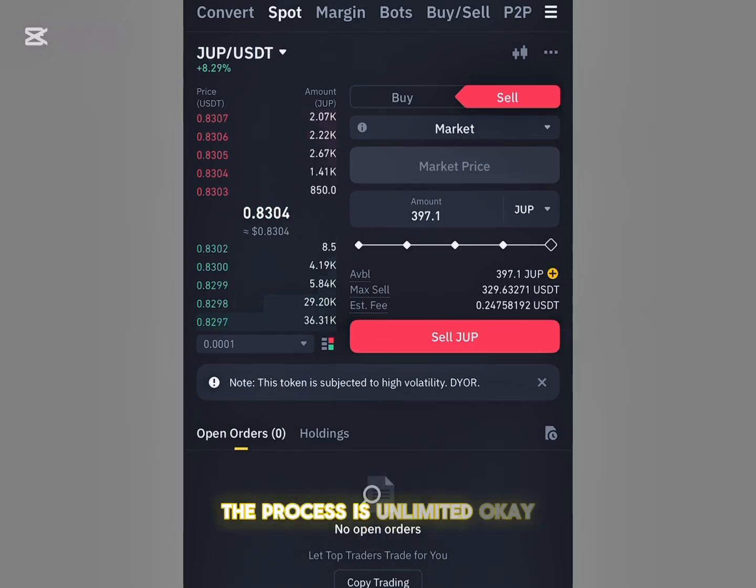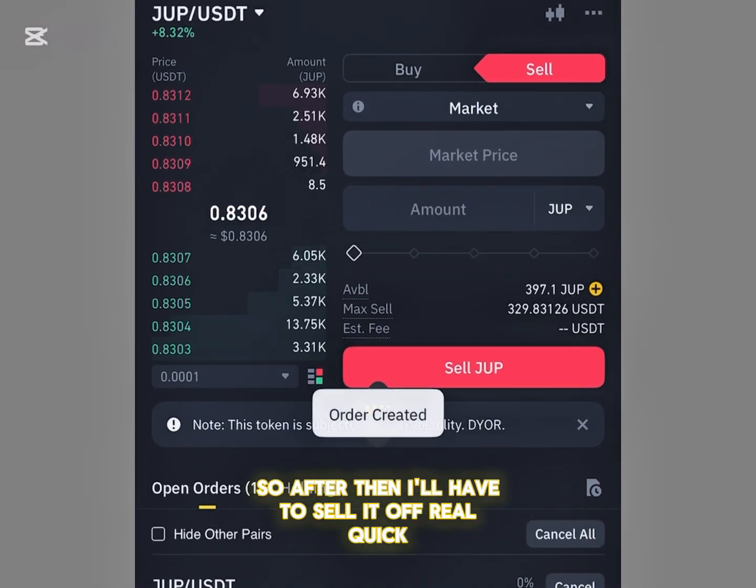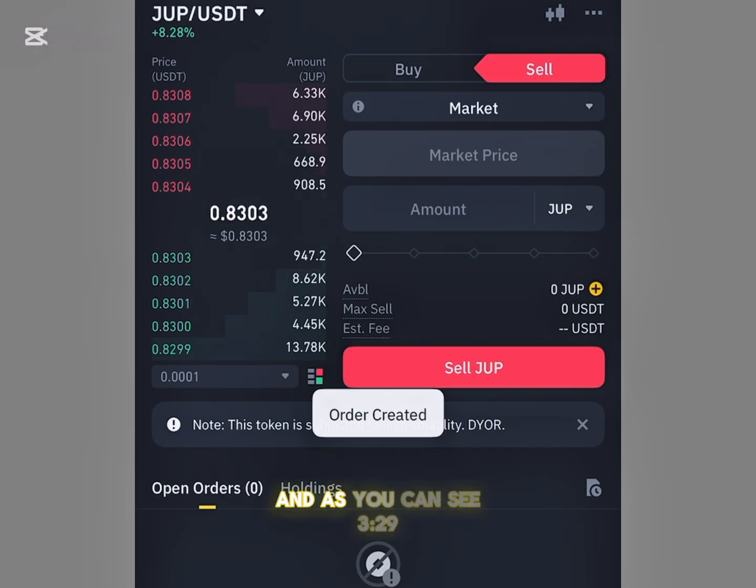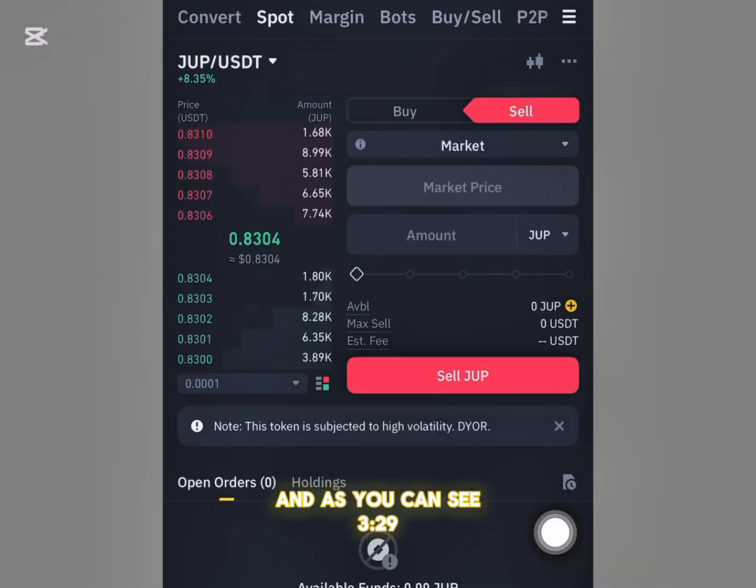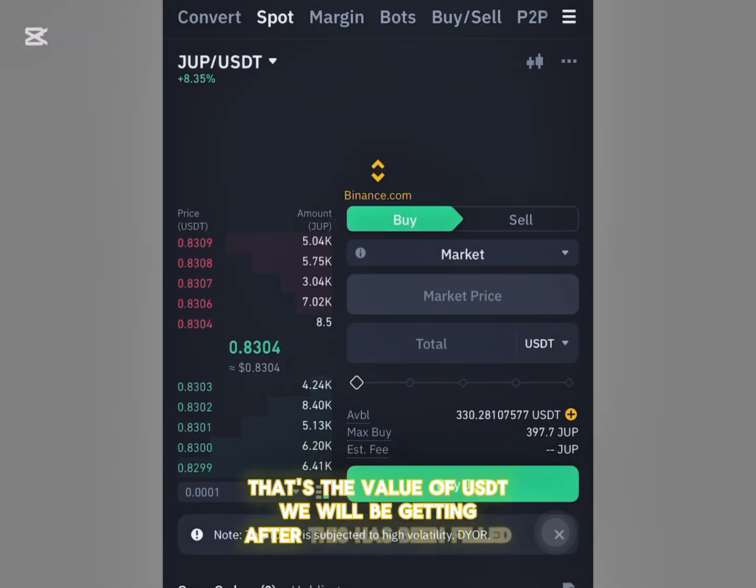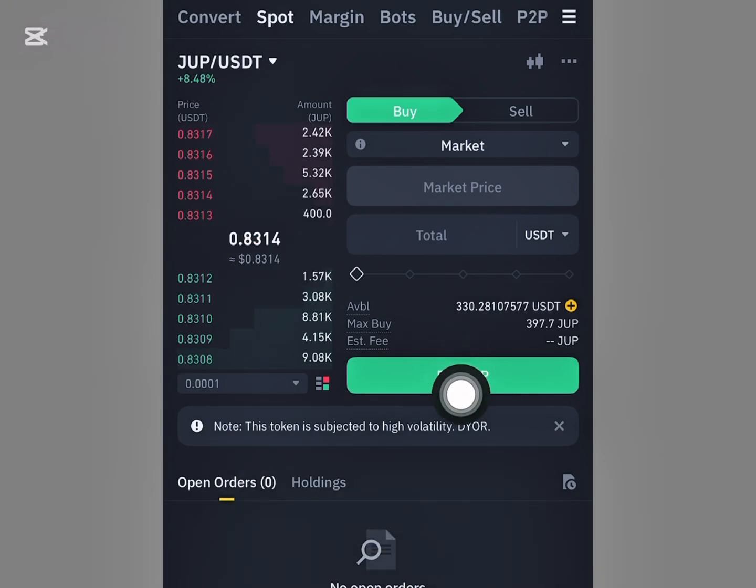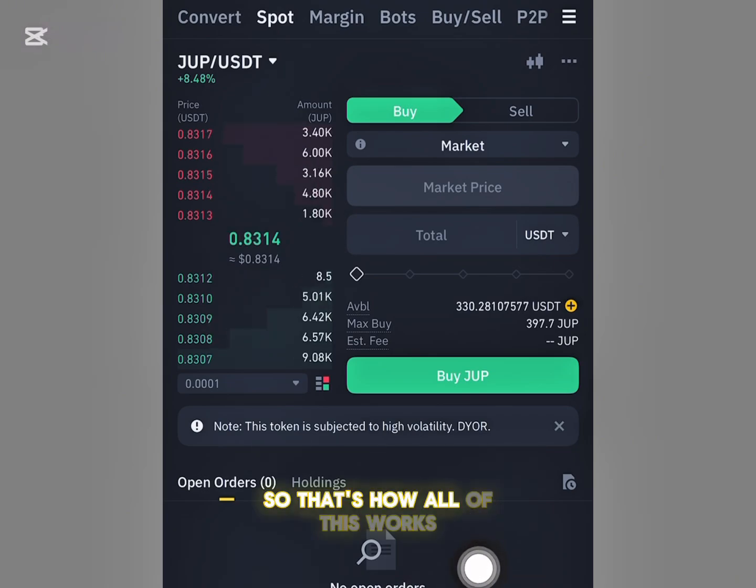The process is unlimited. Okay, so after then I'll have to sell it off real quick, and as you can see, 3.29, that's the value of USDT we will be getting after this has been filled. And obviously it will get filled since I'll be using market order right now. So that's how all of this works.